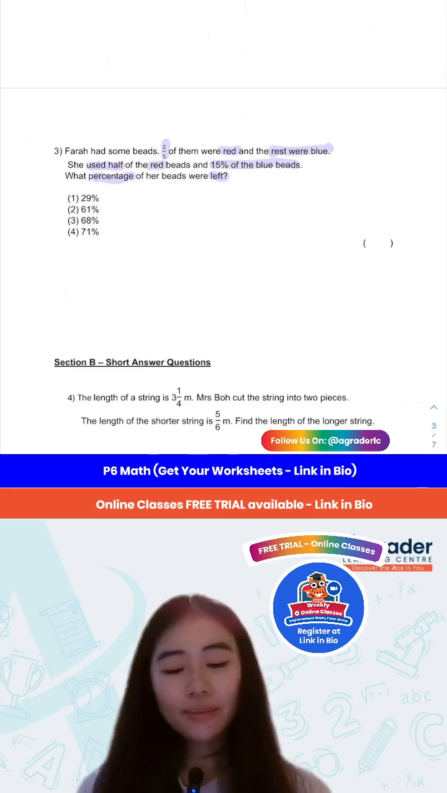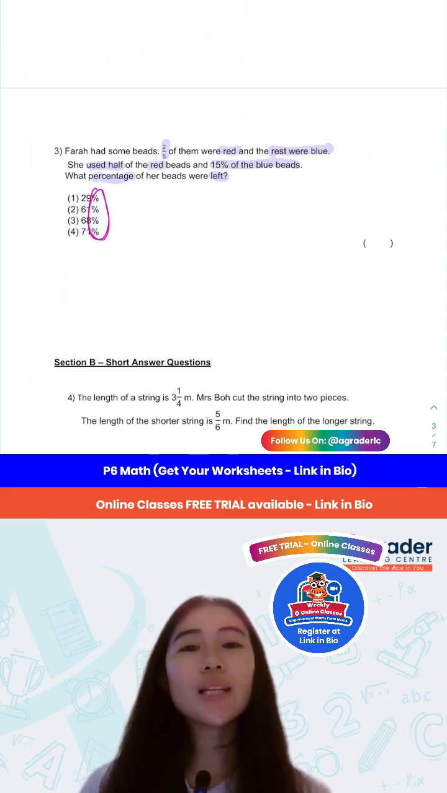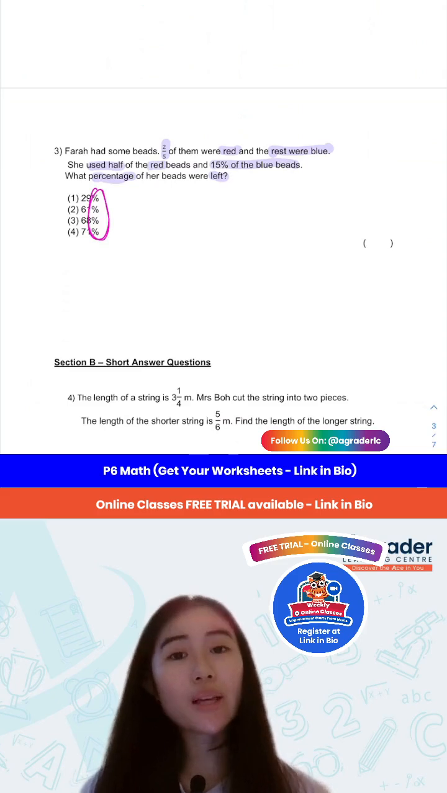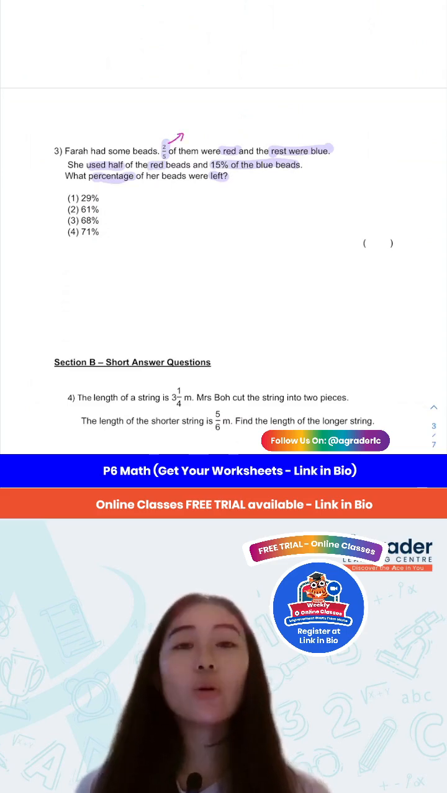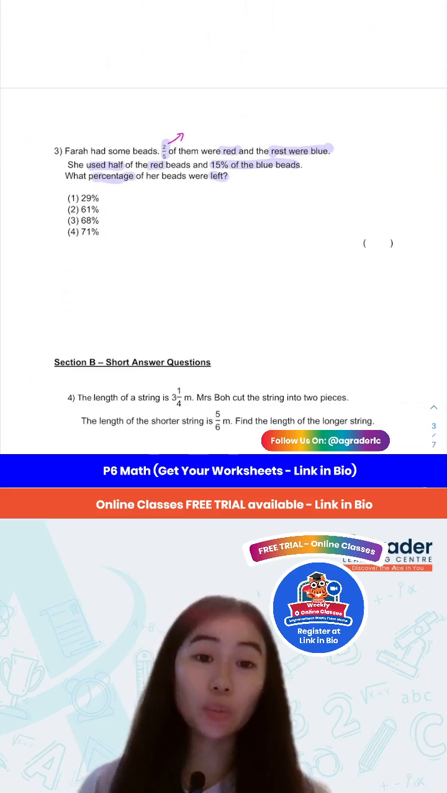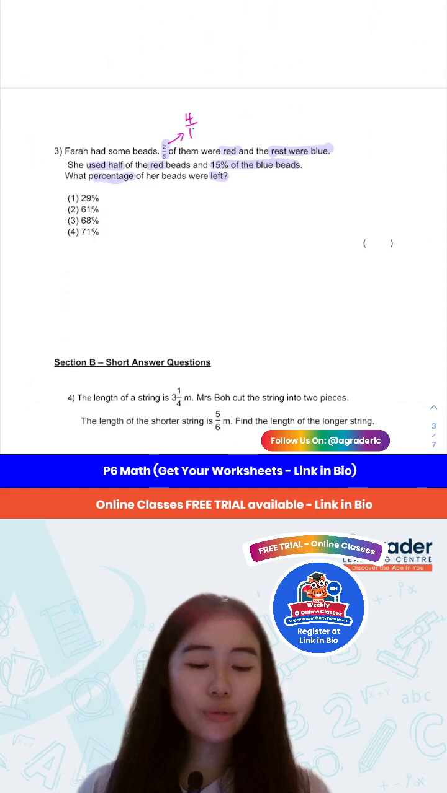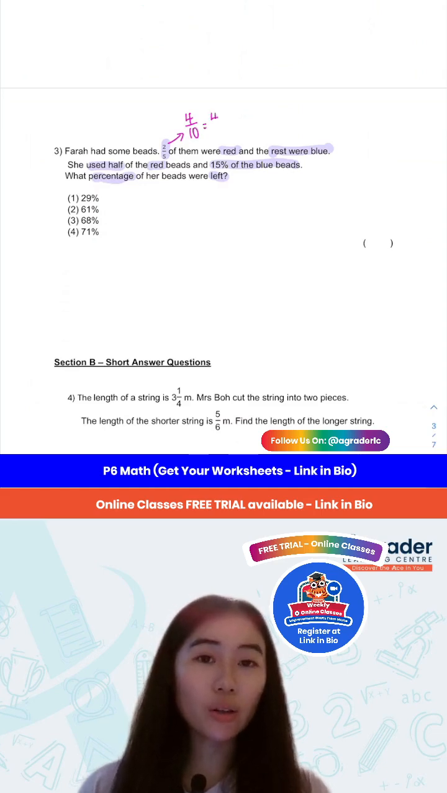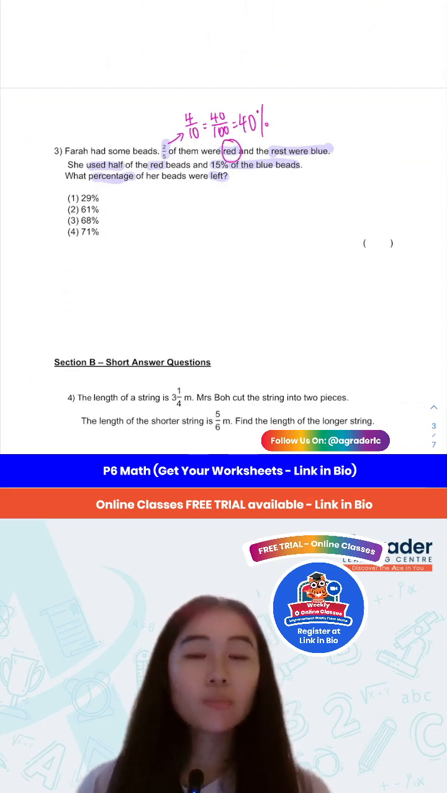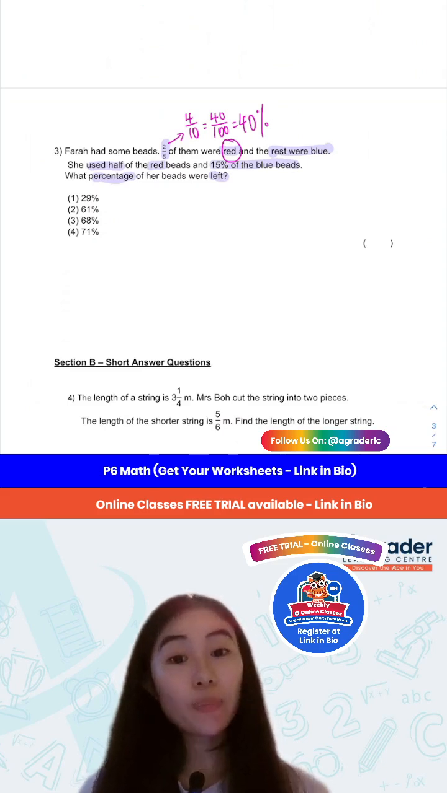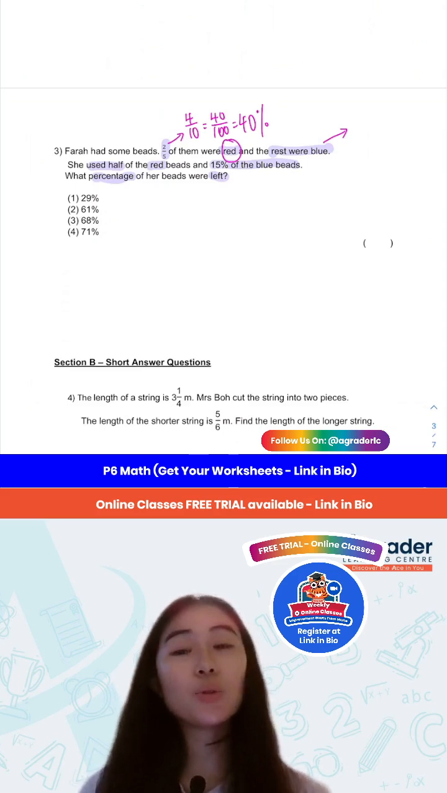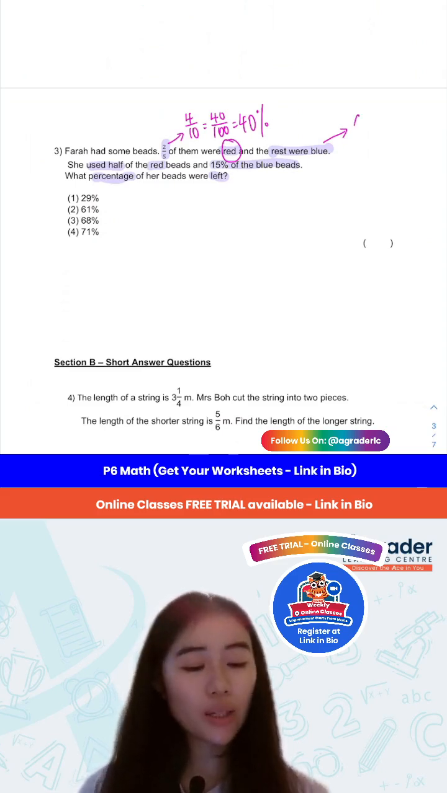Okay. So for this question, you see that the answer is in terms of percentage. So I'm going to use percentage for this entire question. That means that for this 2/5, I will change it to percentage. 2/5 is 4 over 10, which is 40 over 100. So that's actually 40%. So her red beads is 40%. Then the blue beads will be 60%. If you use 100 minus 40, you get 60% for the blue.